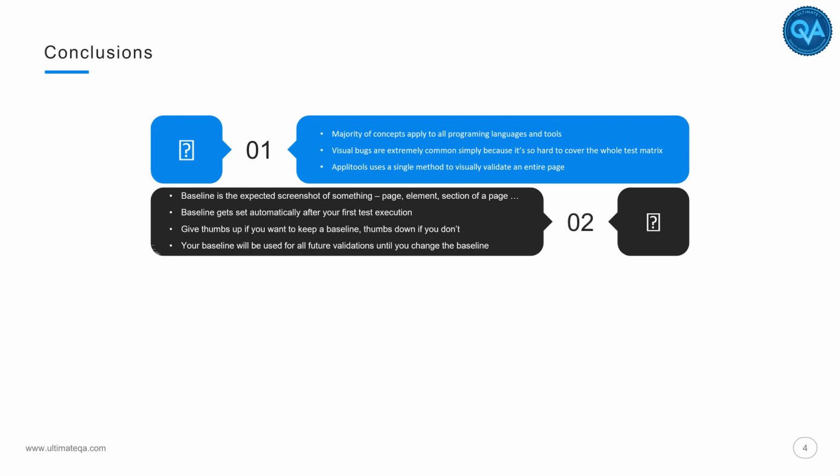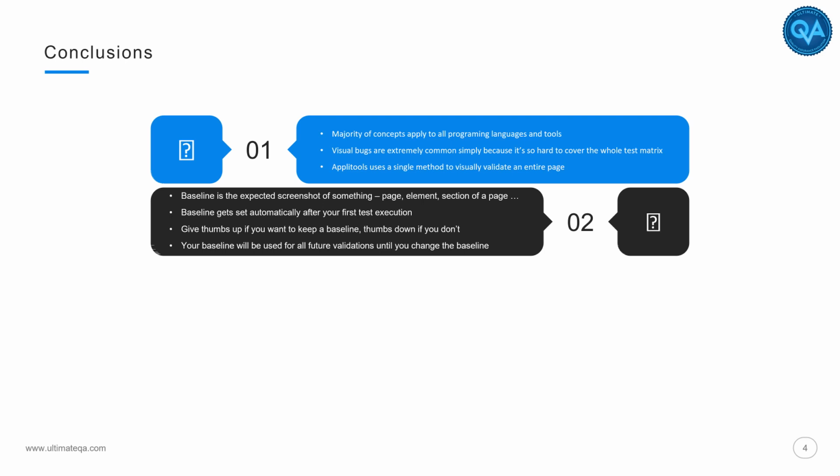In the next section, you learned a bunch of different topics related to the baselines and the test dashboard. You learned that the baseline is the expected screenshot of something. It could be a page, it could be an element, it could be a section of a page. In the tutorial, I mainly just showed you pages, so those were the baselines, but you could also have baselines for elements or sections. You can have baselines for a collection of elements if you want. That is all a baseline.